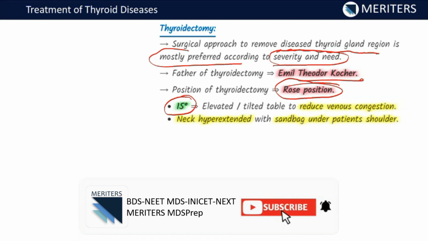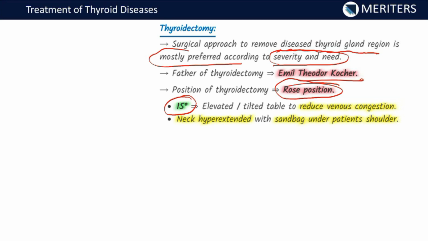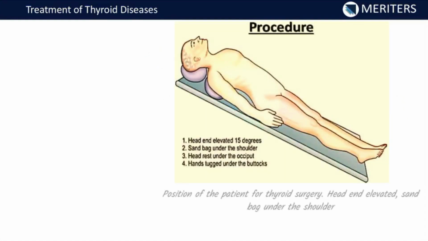You elevate the head portion 15 degrees, or you can say the table is tilted, and that helps to reduce venous congestion. Now the neck is hyperextended with a sandbag under the patient's shoulder. That is the position: 15 degrees up, sandbag behind the shoulder, and neck extended. So that is how you achieve this Rose's position for your thyroid surgeries.